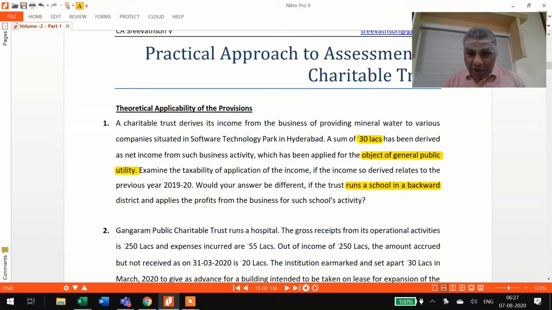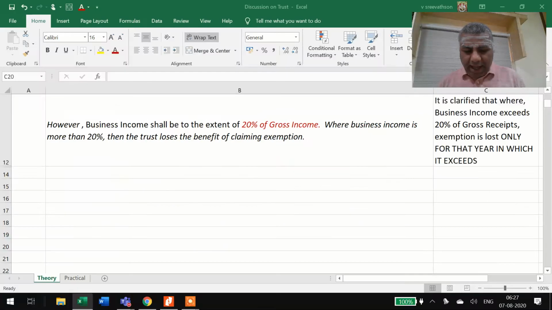Whereas, will your answer be different if the trust runs a school? Yes, my answer will be different because that percentage does not matter. If it is education, the business income can be any component. You write the answer later, but I'm just telling you how important it is, how the general public utility and business income are going to play a key role in your understanding.